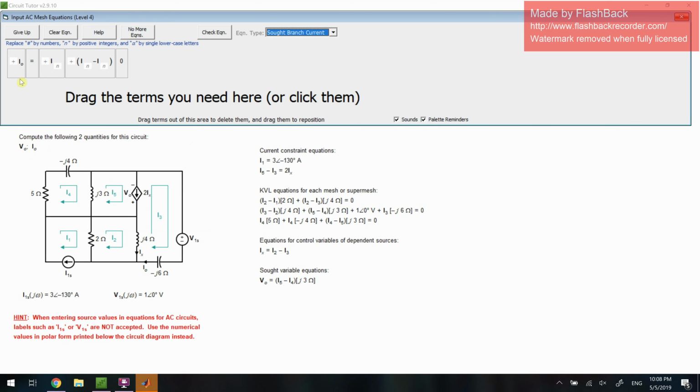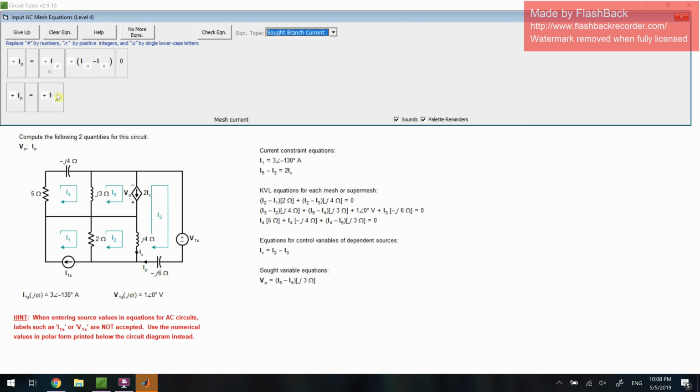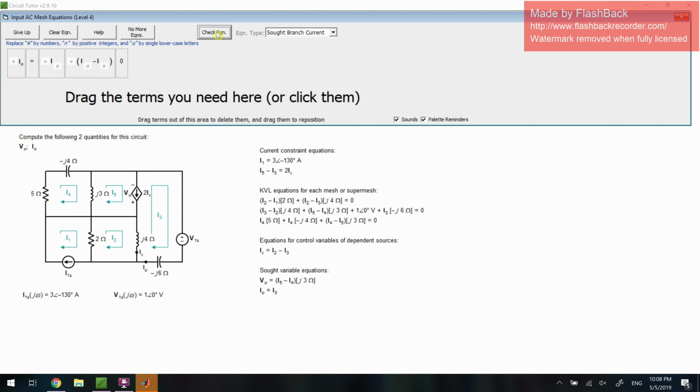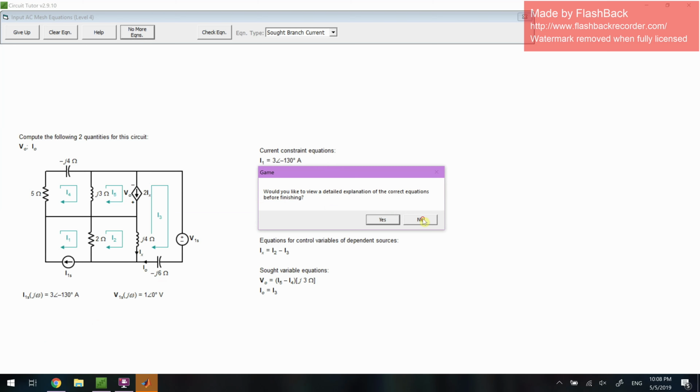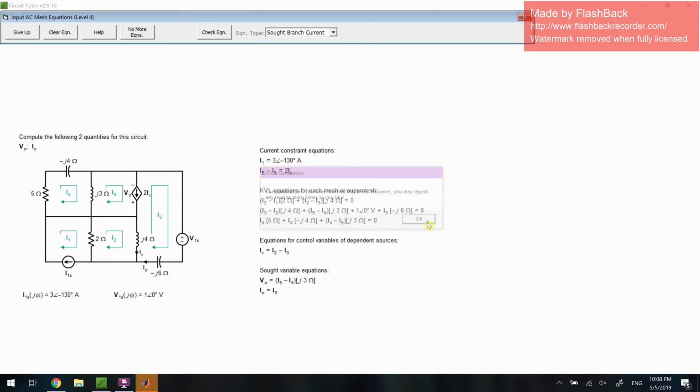so V out is given by that equation. Now looking at our I out, we can see that it is in mesh 3 and mesh 3 only. And it is moving the same direction as mesh 3, so I out is given by I3. And we now have all of the equations that are asked of us in this tutorial. And since we've successfully completed the problem, we don't need to see the solution. Good luck!